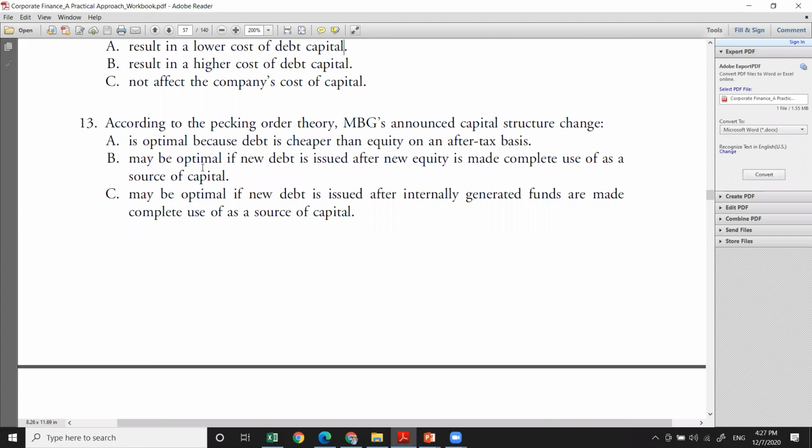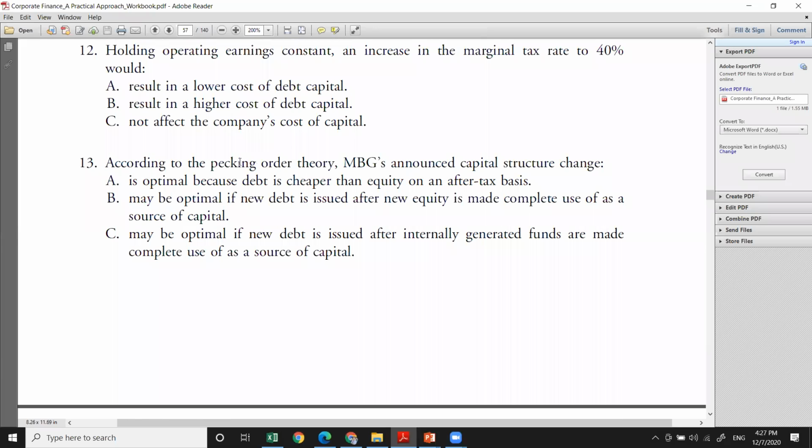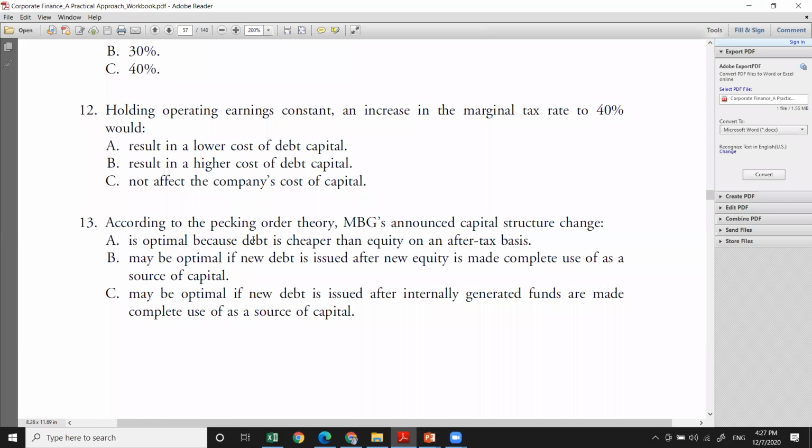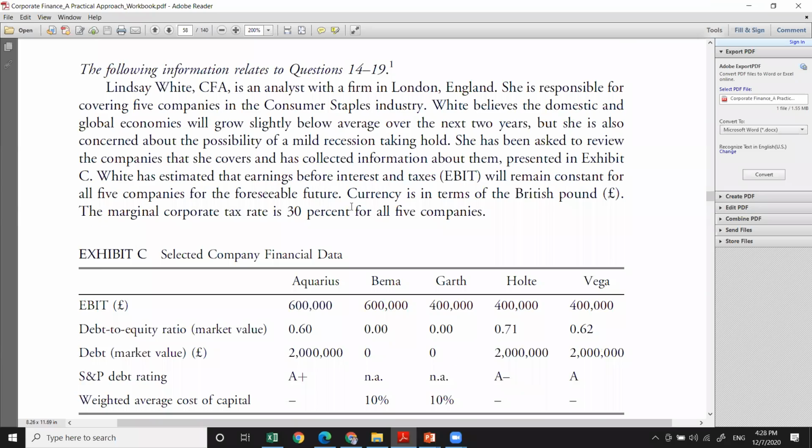I'm leaving this question to you with the pecking order theory. Who can remind me what the pecking order theory was? First, the company has to use internal funds, then debt and equity. Okay, so the priority is internal funds, then debt, then equity.